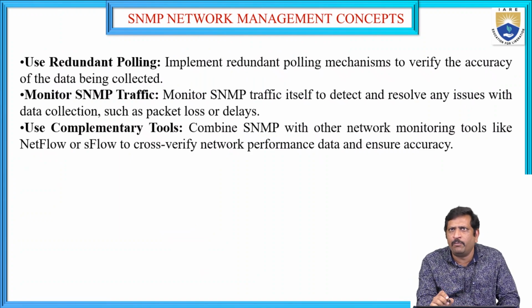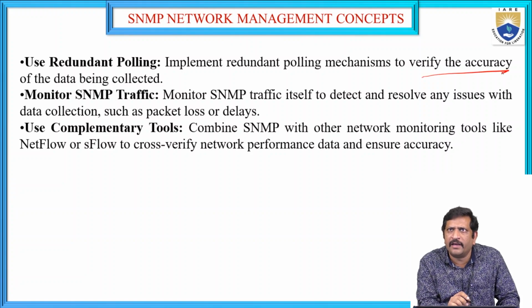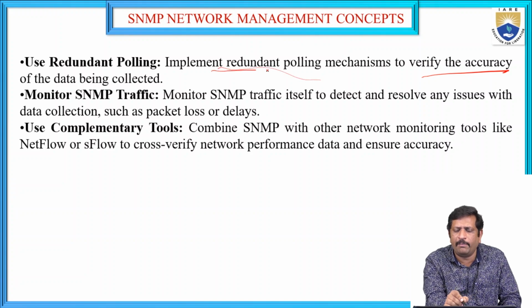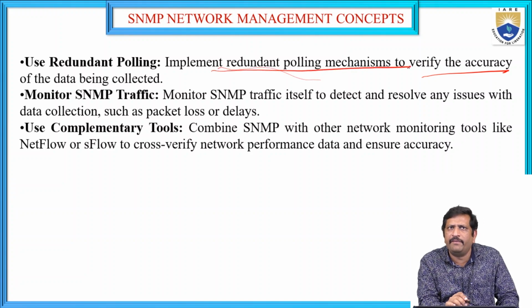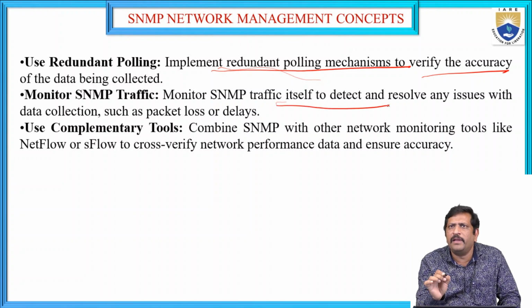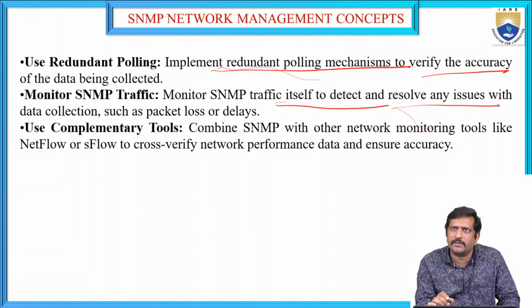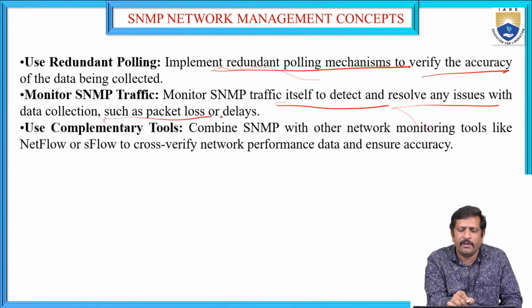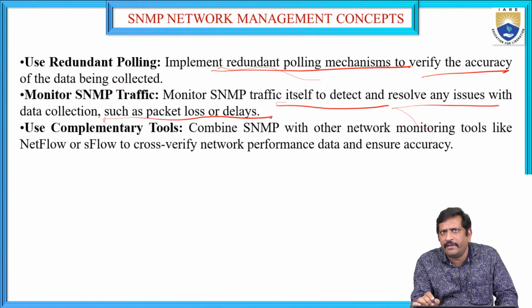By implementing a redundant polling mechanism, we can verify that accurate data is being collected. Monitoring the SNMP traffic itself in a network, whether private or public, helps resolve issues. Data such as packet loss or delay can be identified in private and public networks and then resolved.